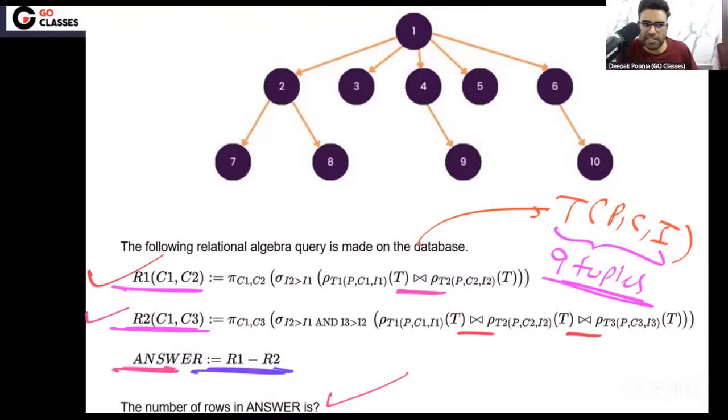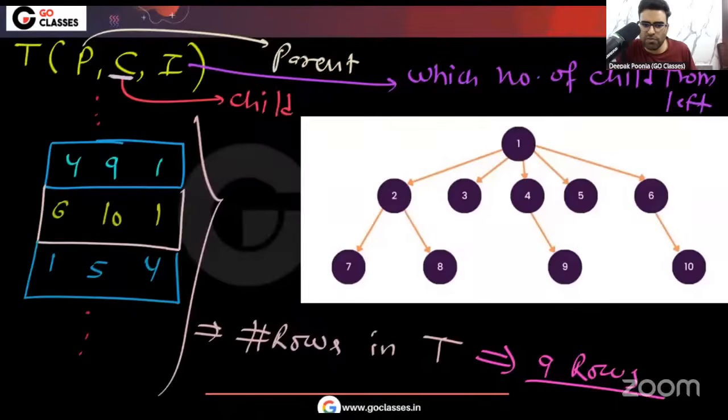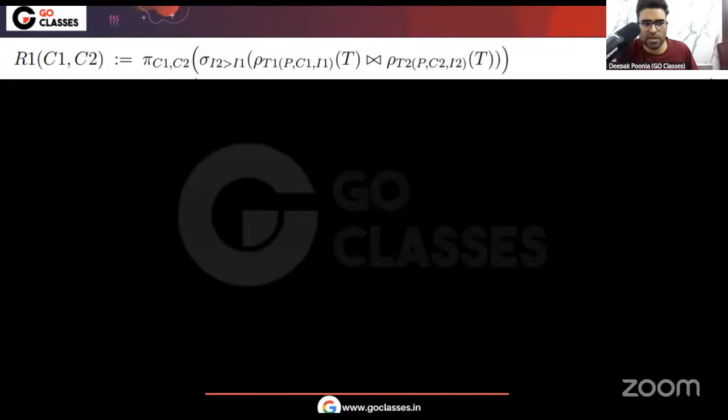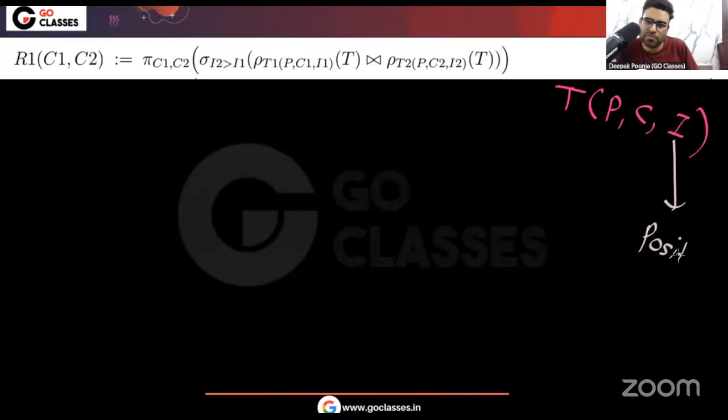The best method is that you understand these queries. Okay, so now we will try to understand these queries. First we will try to understand the query R1, then we will understand query R2, then we will see R1 minus R2. So first you try to understand this query R1. In this query R1, notice what we are doing. We already have this table T, which has attributes PCI. P means parent, C means child, I means the position from left.